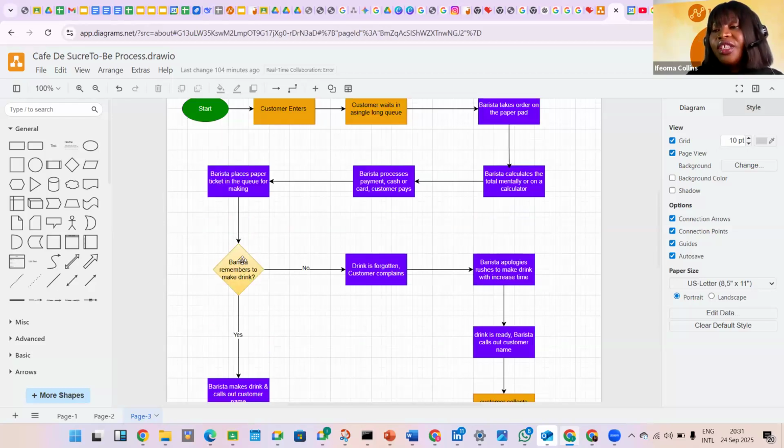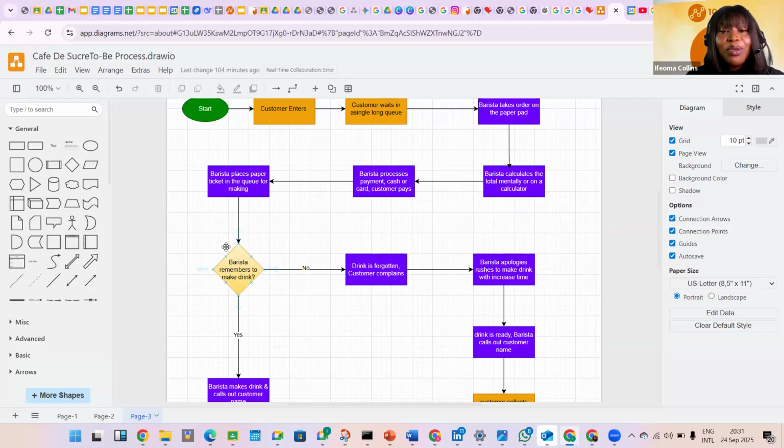Now, this is a decision point. This is asking a question. Does the barista remember, because of a lot of things on his plate? He's the one taking orders, he's the one making the coffee, he's the one also taking payment. This can lead him to forget, and there's a lot of queue. So this process here is asking a question: does the barista remember to make the drink?